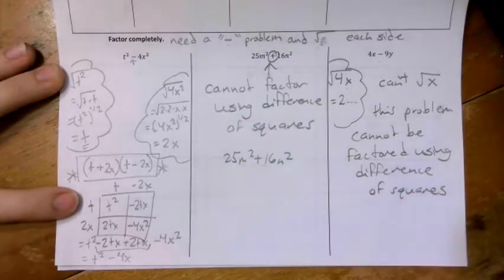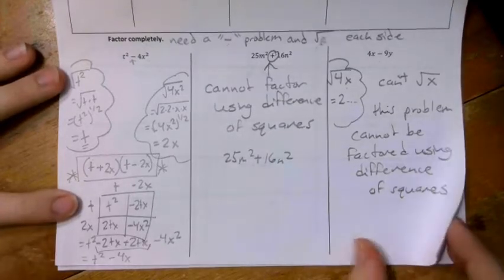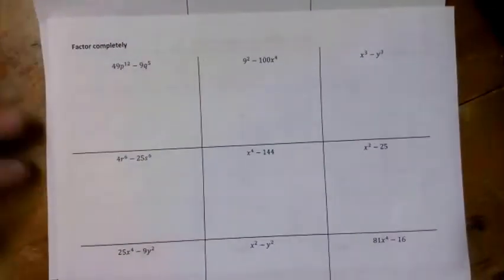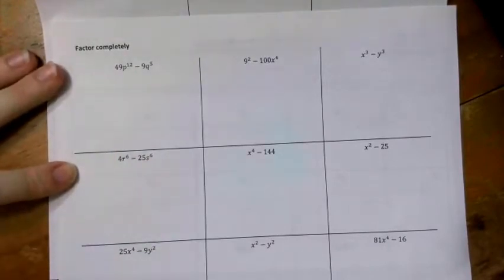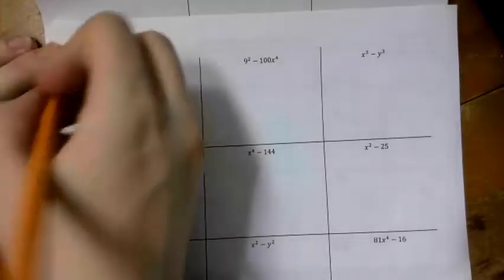So I want to do two more problems together on the next page, all right? And then I'm going to have you guys practice a little bit. So let's turn this page over. The next one we're going to practice is this one right here. So the 49p to the 12th power minus 9q to the 5th.